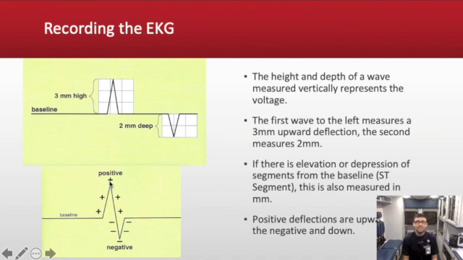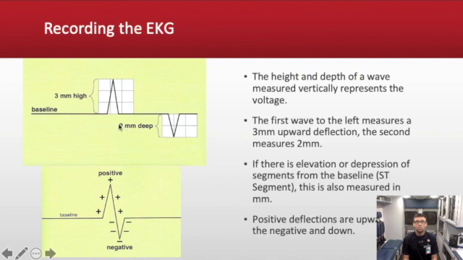The height and the depth of the wave measured vertically represents the voltage. So if we're looking at this picture, we have 3 millimeters high, 2 millimeters deep. This is the voltage. The first wave to the left measures 3 millimeters and 2 millimeters deep. And if there is elevation or depression of segments from the baseline, this is also measured in millimeters.